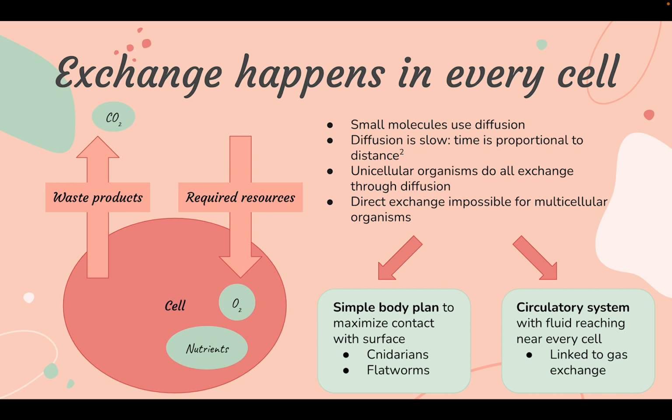So there's two routes we can go about this. The first is a simple body plan that maximizes contact with the outer surface. And this is found in cnidarians like jellyfish and flatworms. The alternate route is a circulatory system with fluid reaching near every cell. And this is often linked to gas exchange, and this is what you see in most animals.